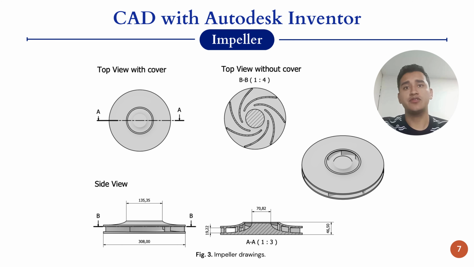In the drawing section, we can see the top and side view for the impeller, with the dimensions in millimeters, highlighting that it has a diameter of 308, a height of 46.5, an inlet diameter of 135.35, and an outlet height of 19.22.